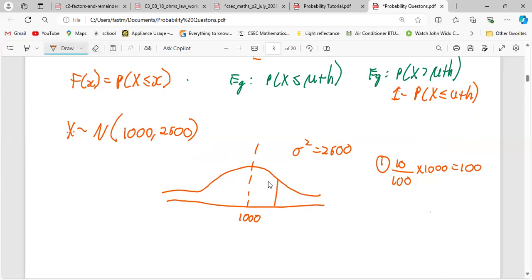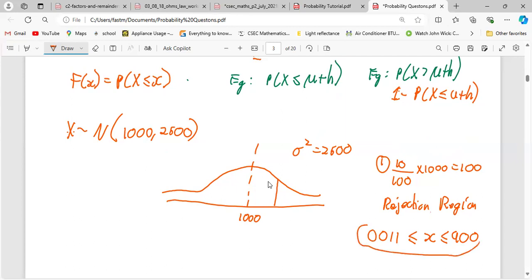So if you call this the rejection region, x has to be less than or equal to 900 and more than 1,100, so 100 higher than 1,000. That'll be the rejection region for these. So any resistors higher than this or lower than this will be rejected. So like 800 and so on, we won't take it.